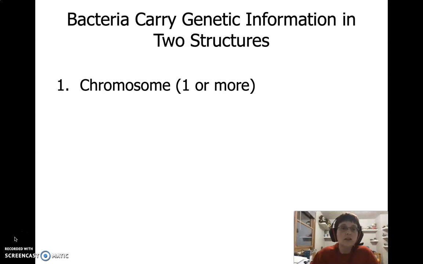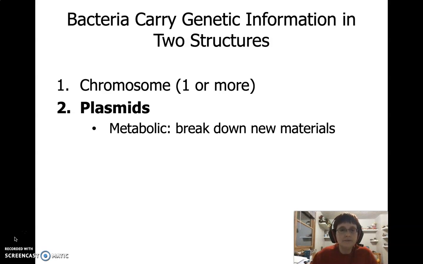So in the video they talked about how bacteria have those circular chromosomes, and that they also have plasmids, and that these plasmids can be like superpowers. So what kind of powers can the plasmids give a bacteria?